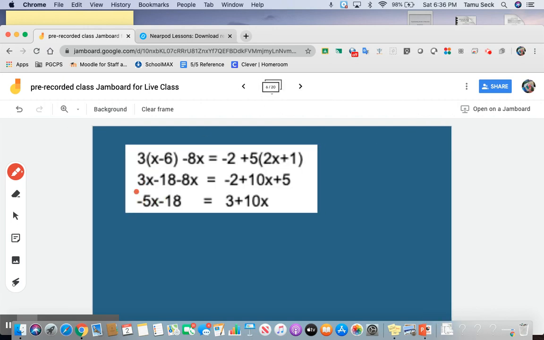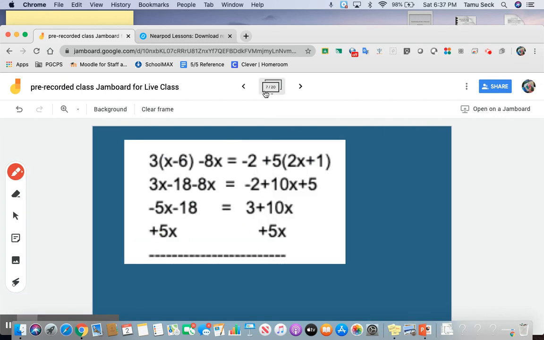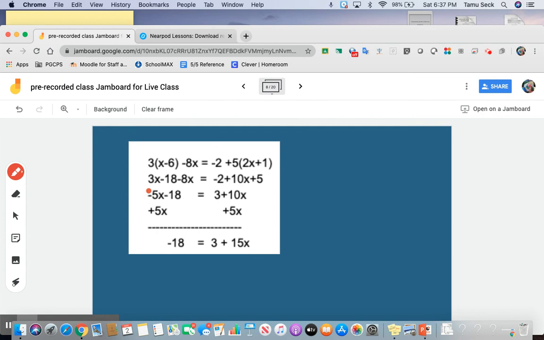Okay, now that we've combined like terms, now we have to get the variables on each side. So we have to subtract 5x. Add 5x to this side and add 5x to the other side. So I added 5x. Now I cross this out. We're left with negative 18 is equal to 3 plus 15x.